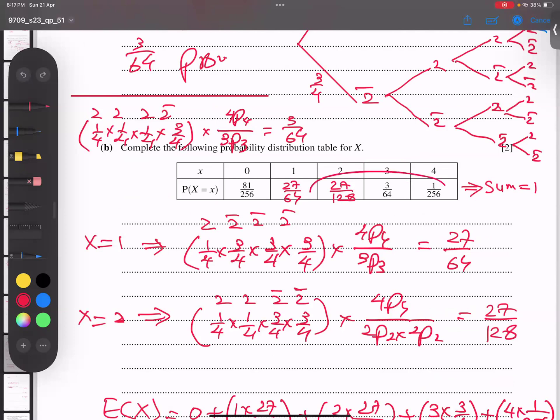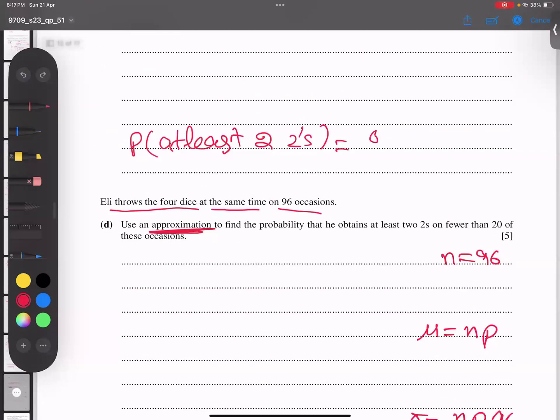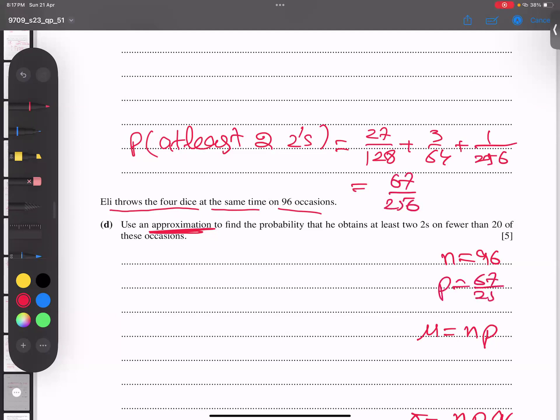So if we add all 3 probabilities in our favor, wait a minute, let me check, I'm typing in the calculator. Hold on. Okay, so if I add them all, I'm getting p. Let me tell you how I got it: 27 over 128 plus 3 over 64 plus 1 over 256. It comes to 67 over 256. So this is the p value, 67 over 256.